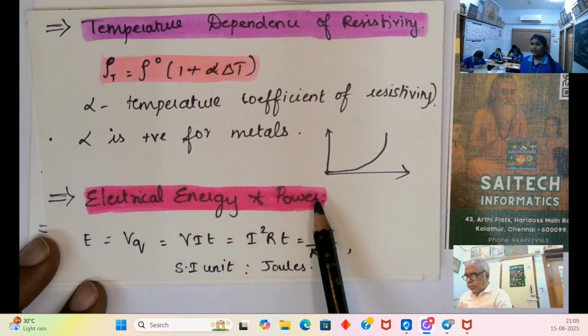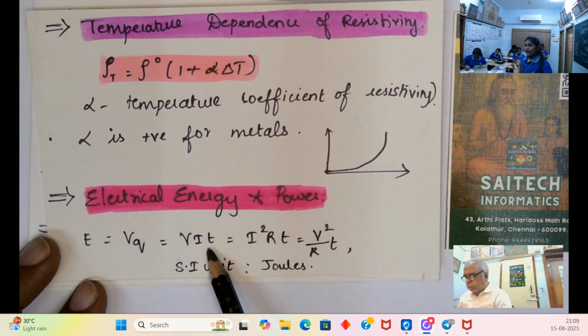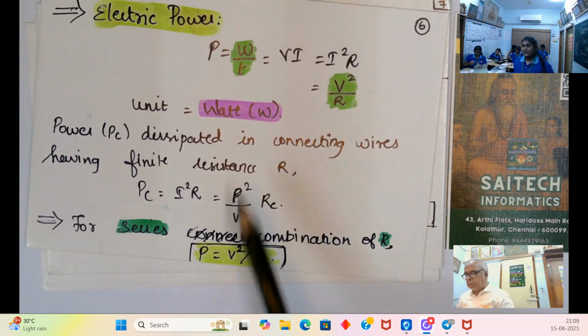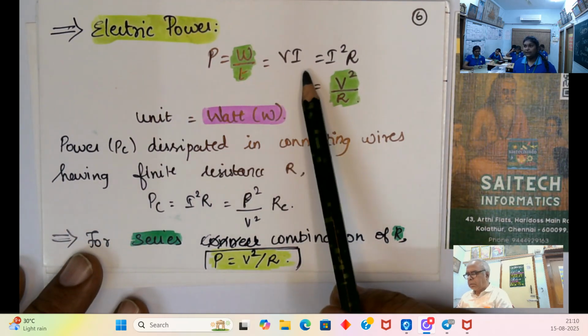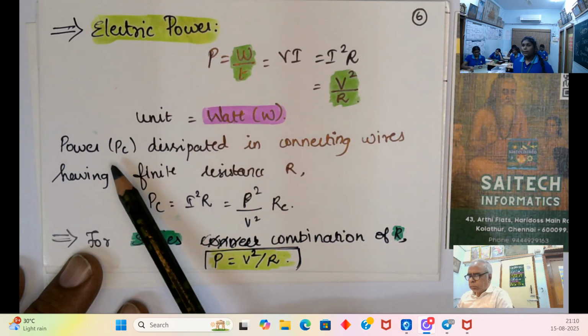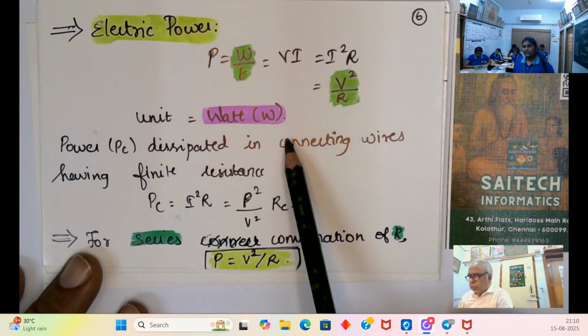Electric energy and power. E is equal to VQ. If we expand it, we'll get V square by R into T. So the unit is joules for electric energy. Then comes electric power. P is equal to W by T. When we expand it, we'll get V square by R. The unit is watt.